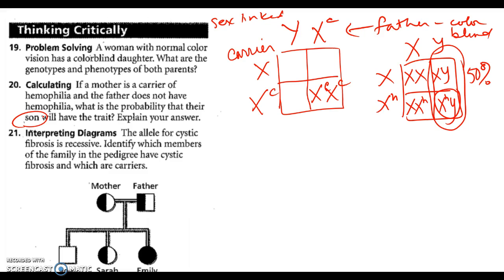All right, it says, the allele for cystic fibrosis is recessive. Identify which members of the family in the pedigree have cystic fibrosis and which are carriers. Well, the mom, the dad, and Sarah are carriers. They have one allele, but they don't have the disease. Emily has both alleles because it's colored in. She has cystic fibrosis. Okay?